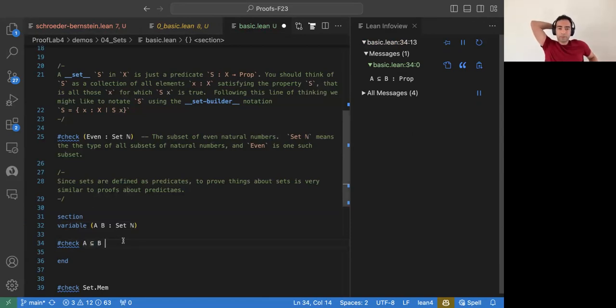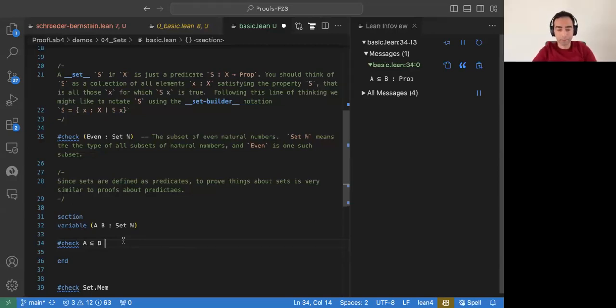Maybe Langi, you want to say something about this? It's a little bit confusing. I'm still processing. But have you heard of this notion of subsets before this? Yes, of course. So, what do you think? What does it mean to you when we say A is a subset of B? It's like every element in A is in B.